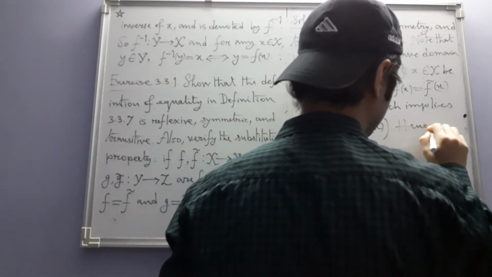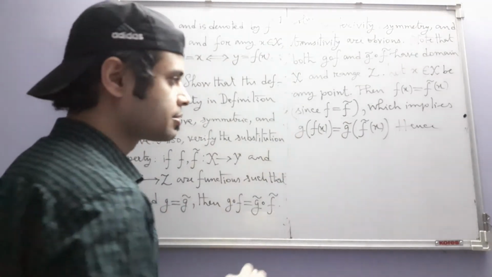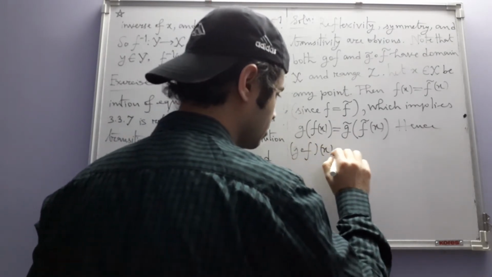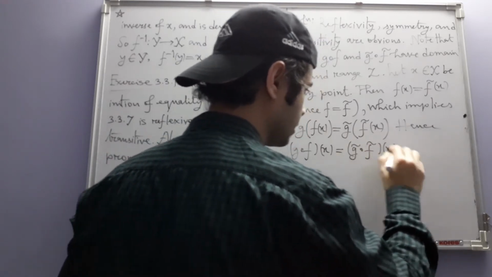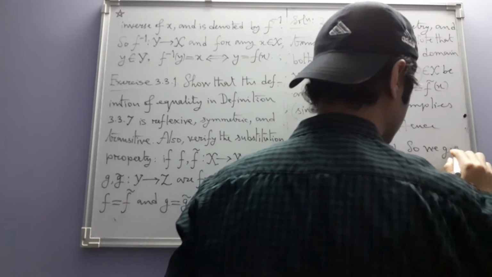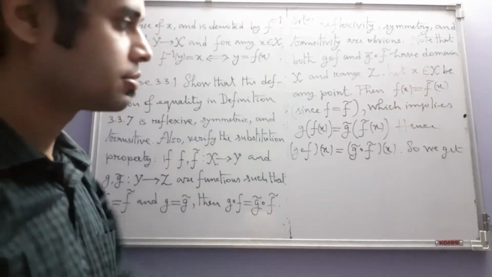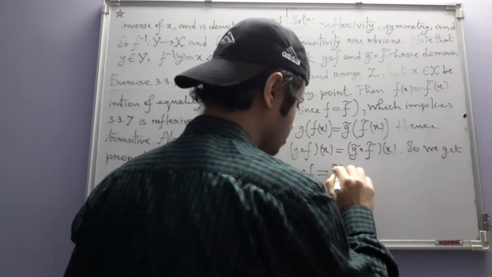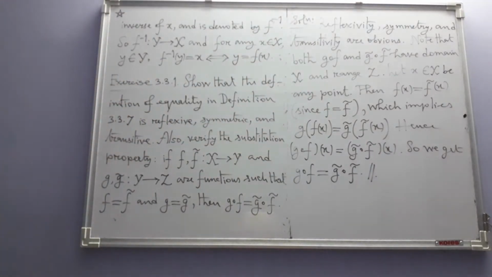Hence, but this is what? This is the value of the function G composition F at x. Likewise, this is the value of this function at x. So we get, but we have proved this for any point in the domain X. So G composition F is equal to this. So this ends the solution of the first exercise.